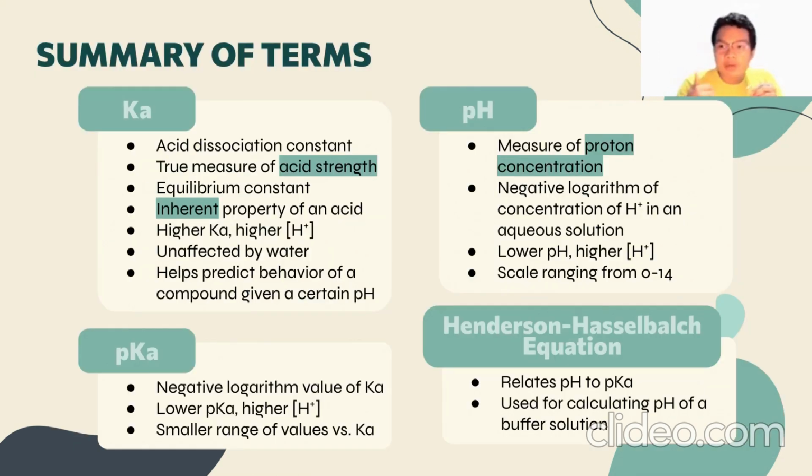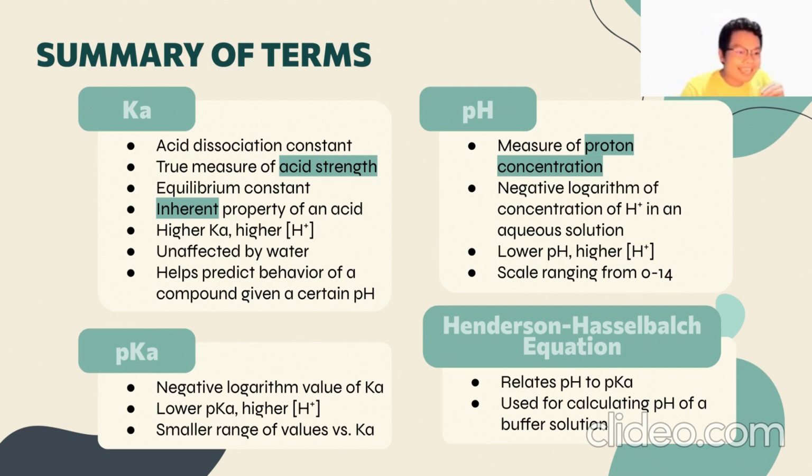So to give you a summary of the concepts we just learned, the Ka is the acid dissociation constant. It is the equilibrium constant of the acid dissociation equation, and it is considered the true measure of acid strength because it is unaffected by the addition of water. It is an inherent property of an acid, and it helps us predict the behavior of a specific compound or functional groups given a certain pH in a solution.